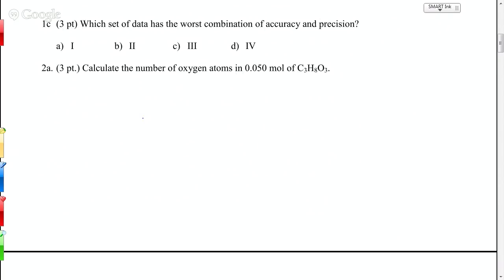Okay, let's look at 2A. How did you get the number of oxygen atoms in 0.05 moles of C3H8O3?